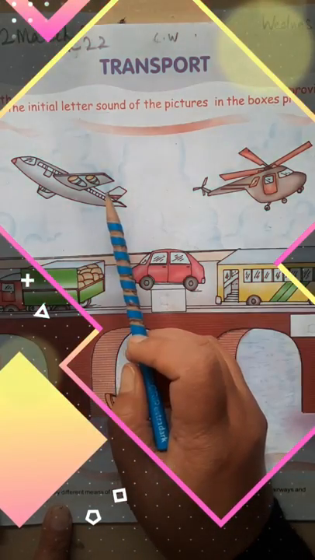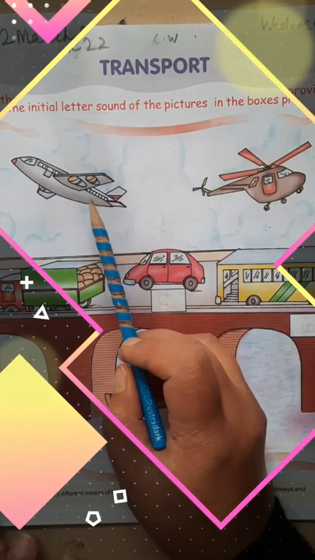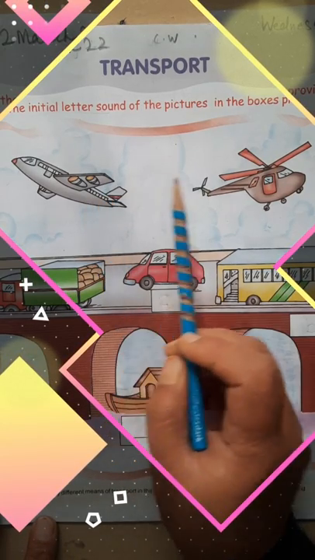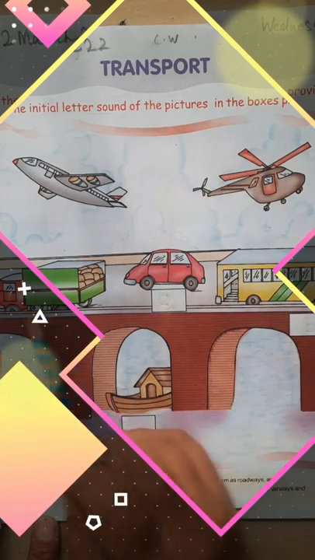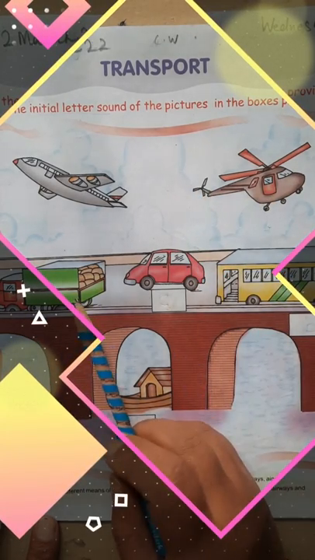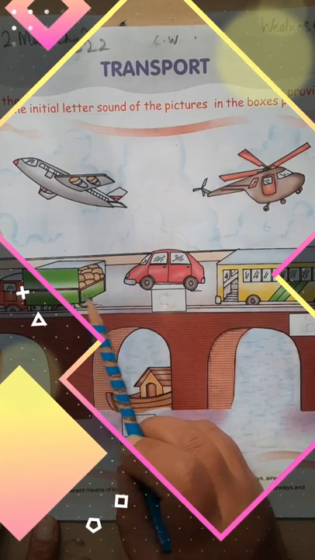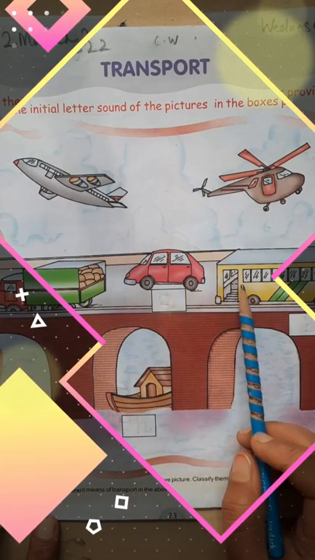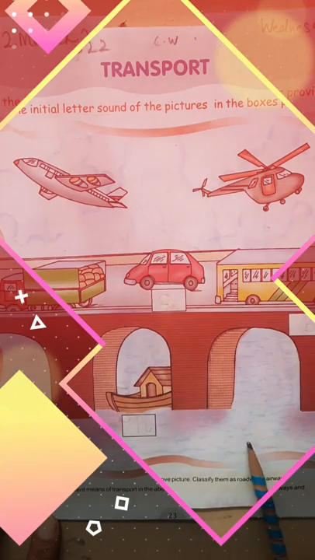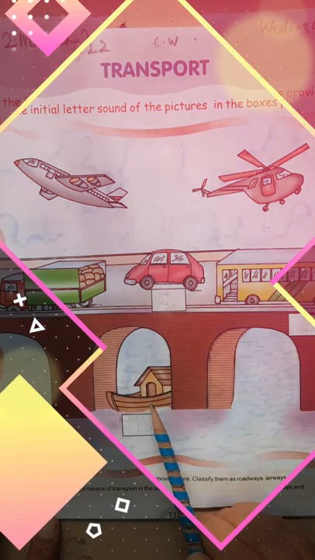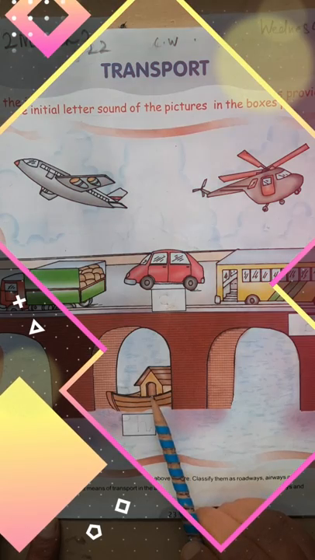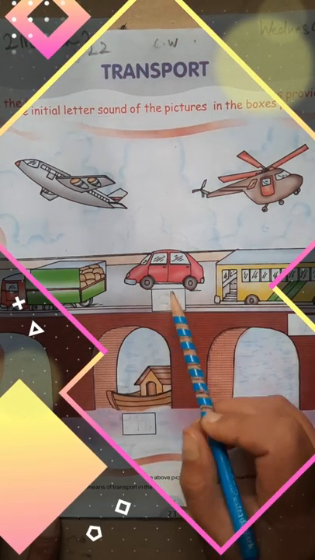Who all are in air transport? Yes, aeroplane is there and helicopter is there, and air transport is the fastest one, and this is the road transport. Now who is in road transport? Truck is there, car is there and the bus is there. And then comes the water transport. Water transport pe kaun hai? This is a boat, but there is a house over it, so it is a houseboat. So let's start with the boxes.